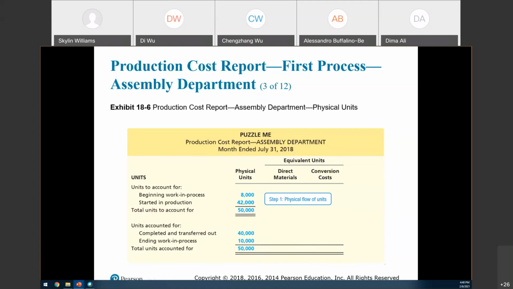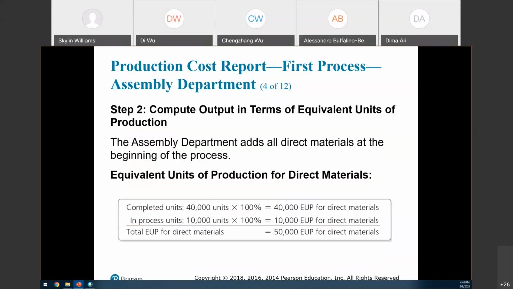Okay, next, let's see how to do the second step. The second step is to compute outputs in terms of equivalent units of production. And we divide the cost into two parts: direct materials and conversion costs. Why?